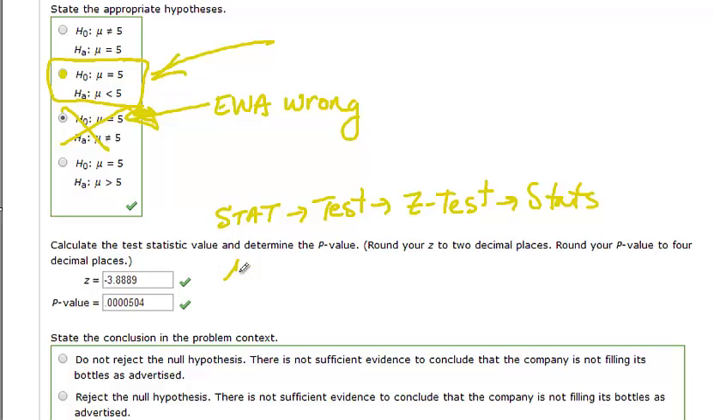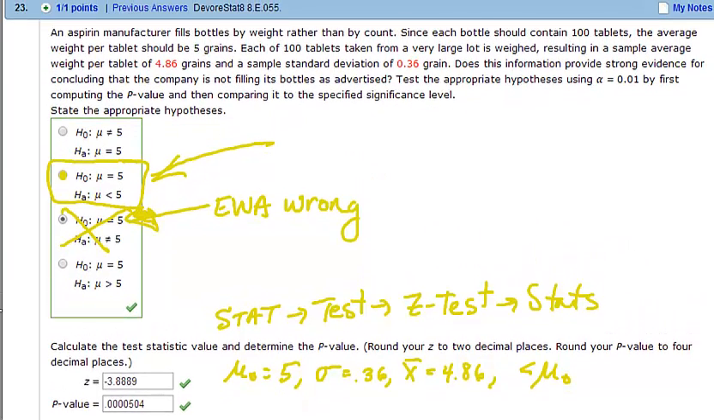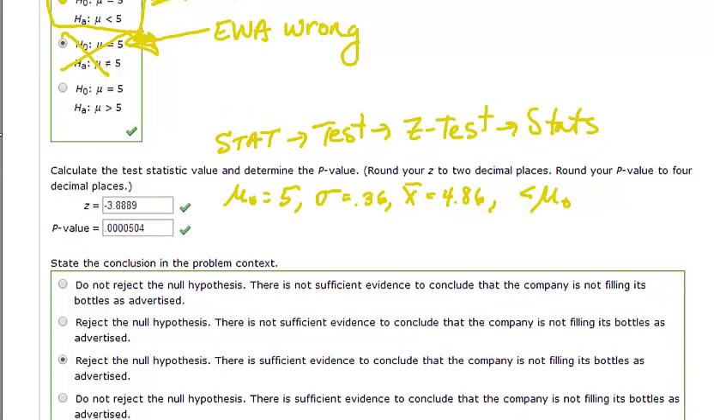The mu naught on this is 5. The standard deviation is 0.36. The x-bar, the sample mean, is 4.86. And we are using a less than mu naught test because we want to know if the number of milligrams or number of grains or something is less than what it's supposed to be. And when you do that, you'll get these values for Z and P.